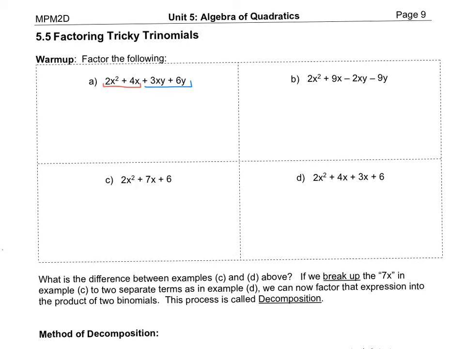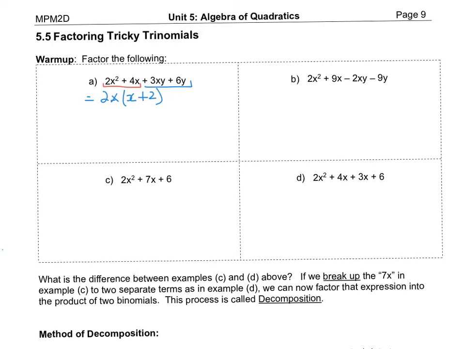So if I look at this first pair, I'm noticing that they have in common a 2 and an x. So we're going to common factor 2x out of both of those terms, and we're left with x plus 2. So I've divided both of those terms underlined in red by 2x, and I get x plus 2.